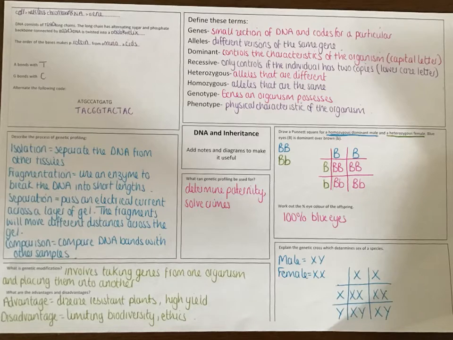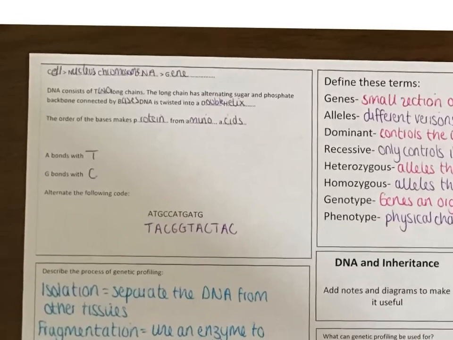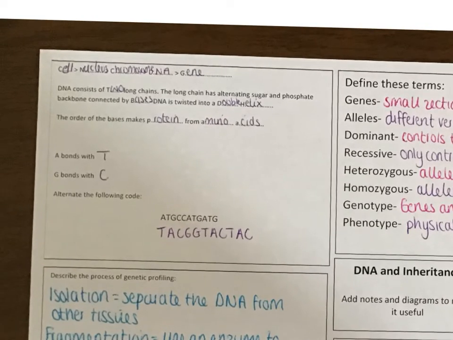Okay, so this is the review sheet for DNA and inheritance. So let's have a quick look through our answers. So first of all, we have then in our cell, from the cell then, we're going smaller. In the cell then we have a nucleus. Inside the nucleus we have chromosomes. On chromosomes we have 46 pairs, as you remember.